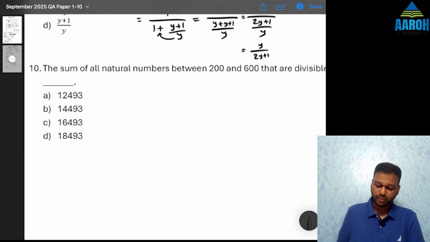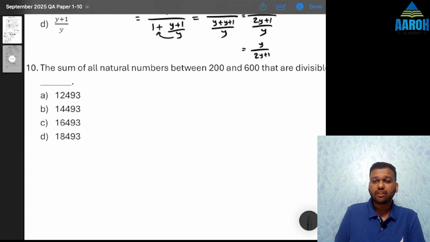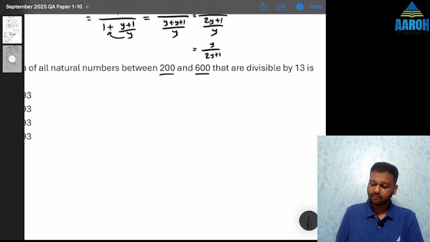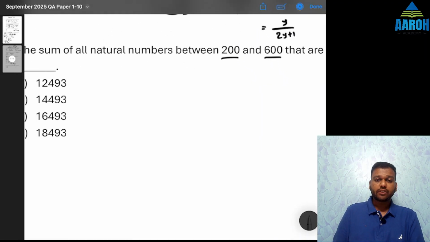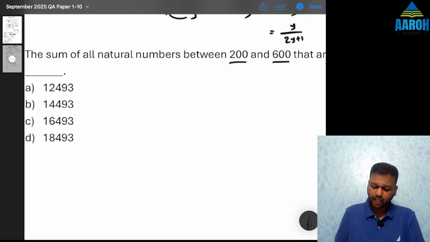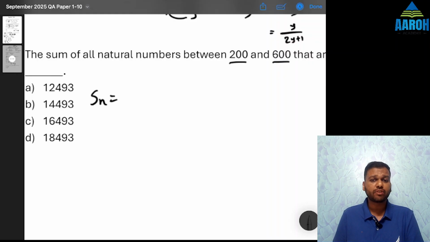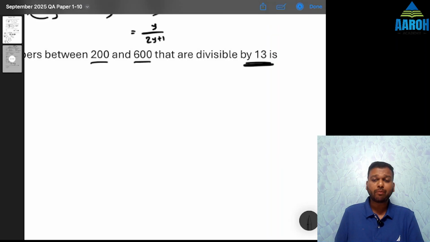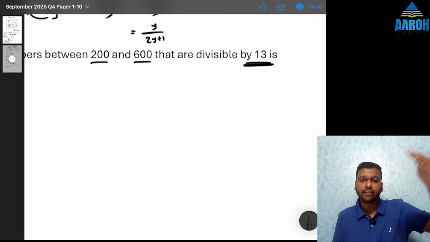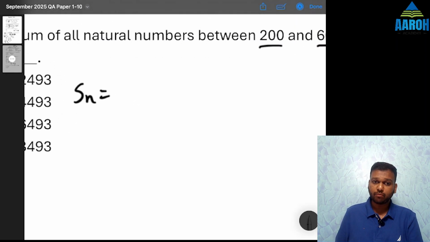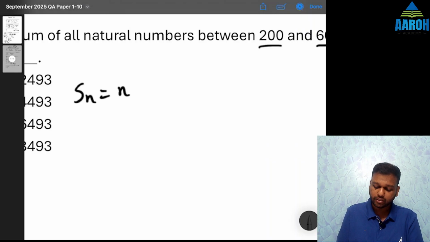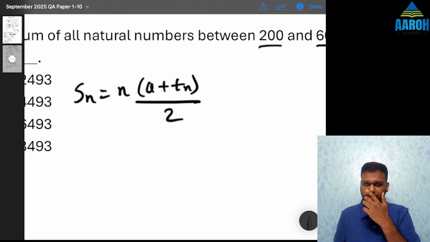Let's solve the last question. The sum of all natural numbers between 200 and 600 that are divisible by 13 is what? First of all, we can solve this by a bit of trial and error, and using the formula for the sum of n terms of an AP. Why? Because divisible by 13 means the difference is going to be 13, 13, 13. So it is going to be in arithmetic progression. What is the formula for the sum of an arithmetic progression? There is another formula which we don't generally use, n into first term plus last term by 2. Let's try to use this.